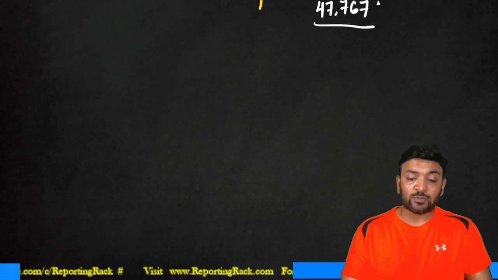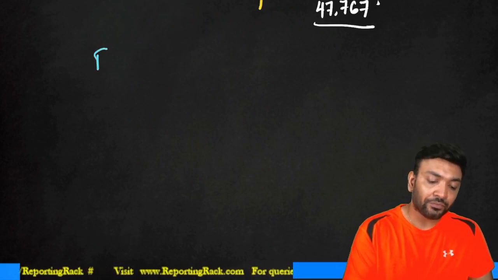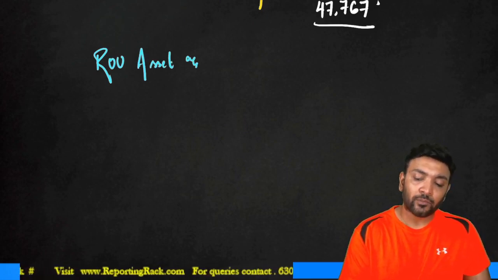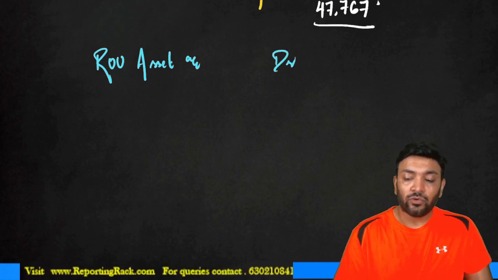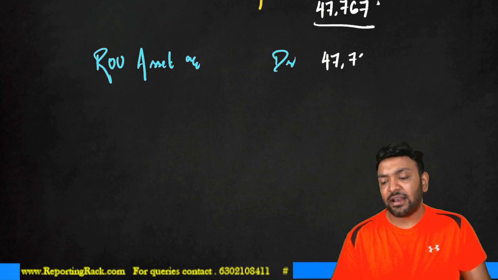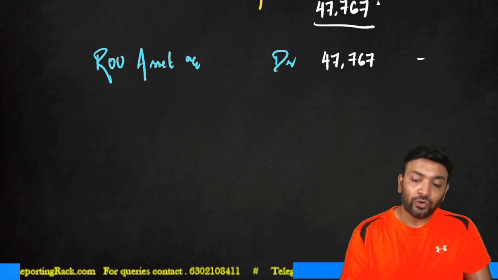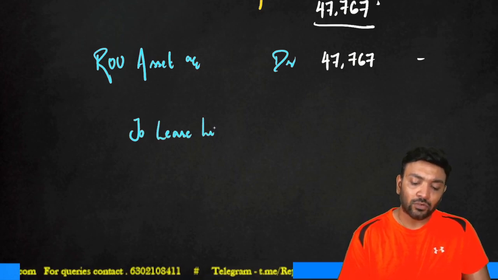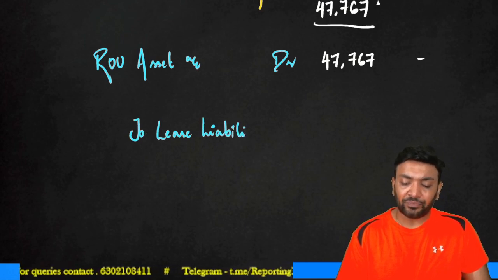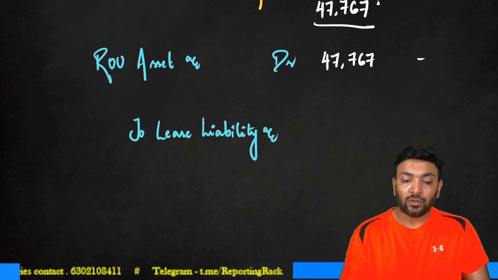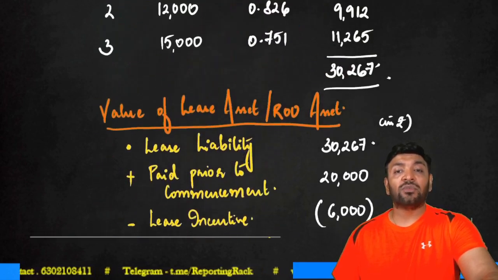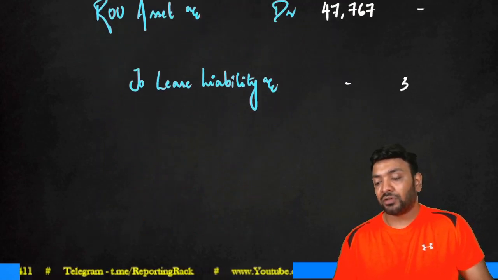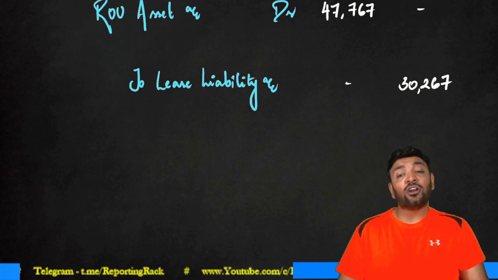Record an entry on the date of commencement of lease. ROU asset account debit 47,767. To lease liability, these two I have already determined. What is the amount of lease liability? The amount of lease liability is the amount which I have already presented above, 30,267. Entry did not tally.